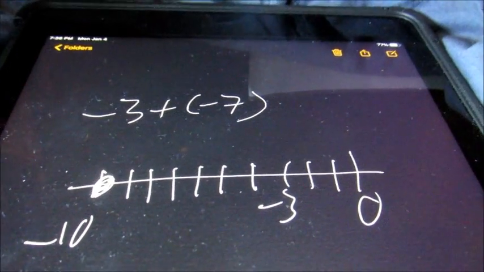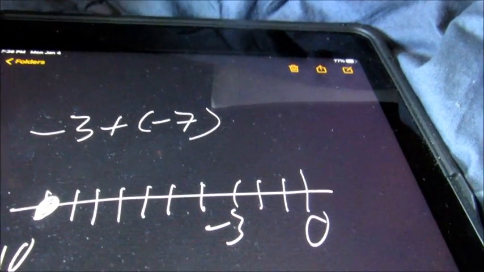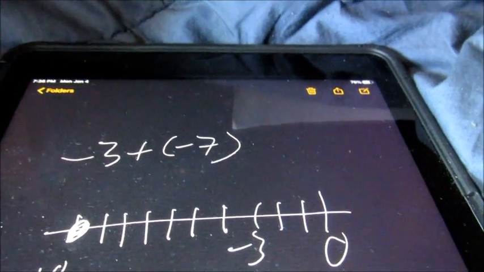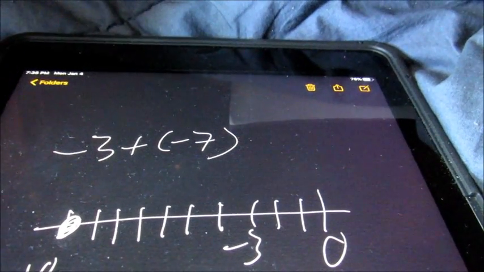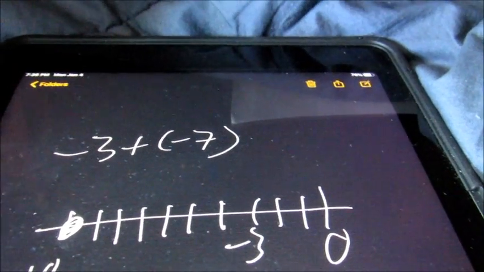So that's one way that you can look at these. But when you get into bigger numbers, it makes it harder. Just remember, if we have 2 numbers that are both positive that we're adding together, our answer is going to be positive. And we're just going to add the numbers.